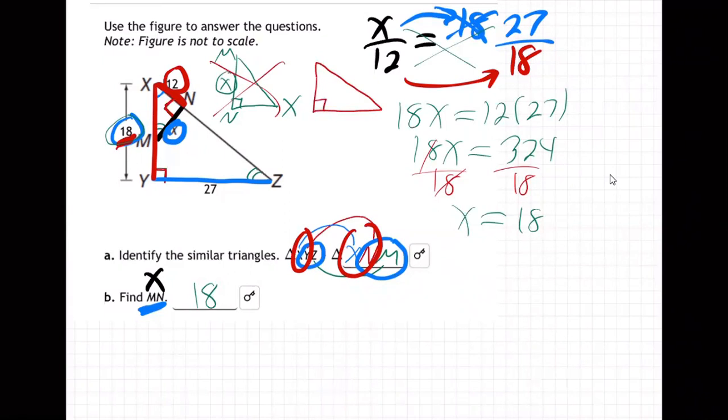Let's see if I can do it. Yeah, the N is here, the M is here, the capital X is there, and the little side X is right there. That's the correct flip. This is the wrong flip. This is the right flip here. And so X actually goes with 27.